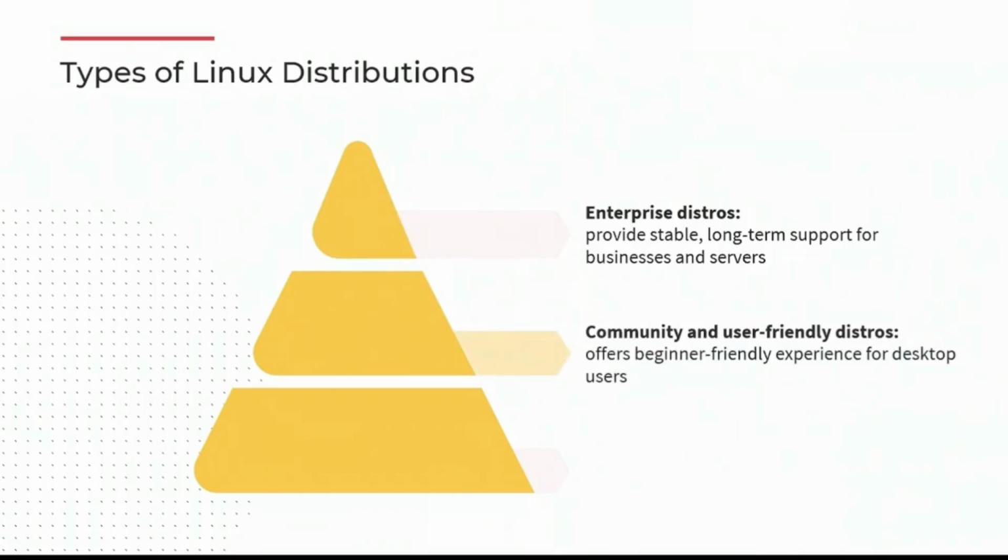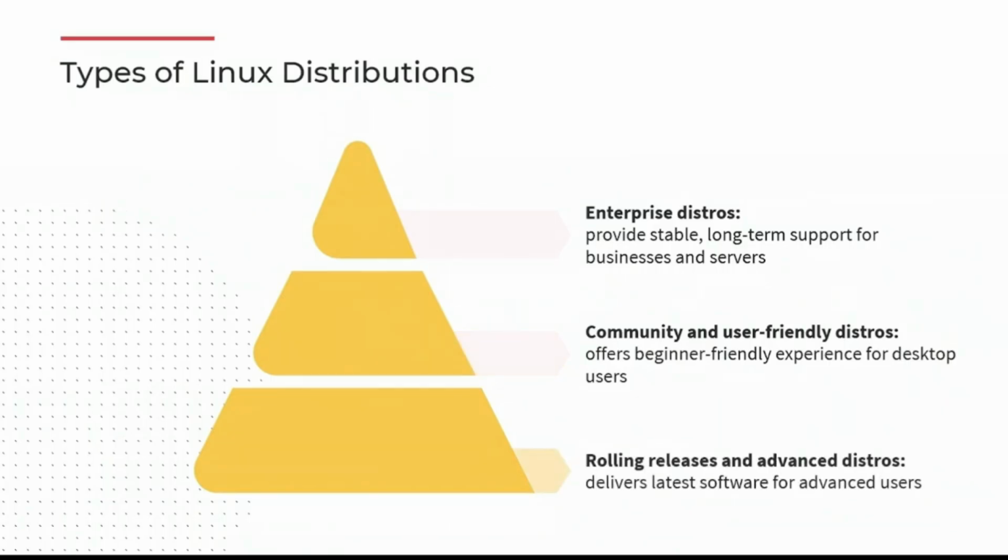Next, we have community and user-friendly distros. They are great for desktop users and beginners. Ubuntu, Linux Mint, and Fedora Workstation are some examples. We also have rolling releases and advanced distros. They are suitable for individuals who want the latest software and are willing to accept occasional bugs. Arch Linux, Manjaro, and Gentoo are some examples.